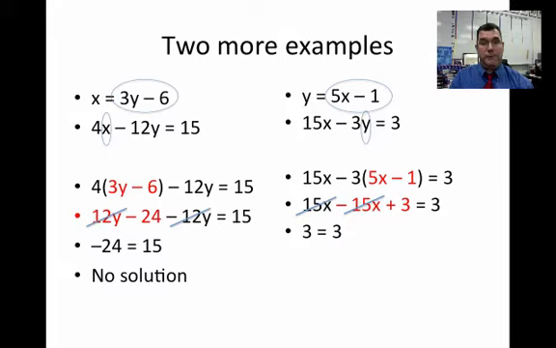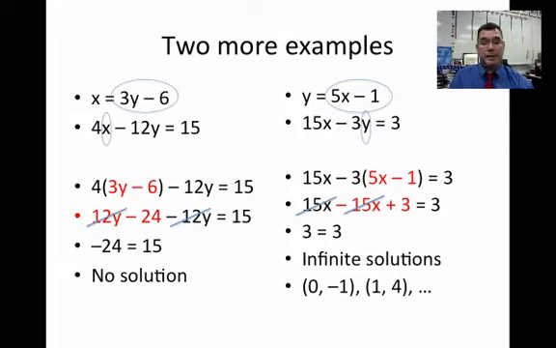So any solution to the first equation is going to be a solution to the second equation. And just for a couple of examples, 0, negative 1, if you try plugging that into the first equation and the second equation, it will work. If I try plugging in 1 for x and 4 for y, that will work in both equations. And if I have 2 points that are solutions to both equations, and it only takes 2 points to make a line, then I know that those two lines, y equals 5x minus 1 and 15x minus 3y equals 3, those two lines are the same line. So every point on one line has to be a point on the other line.